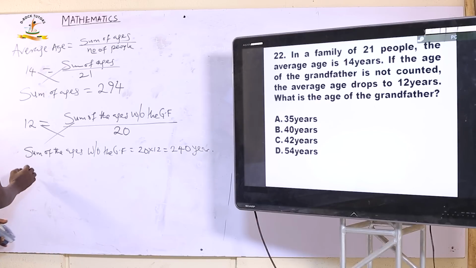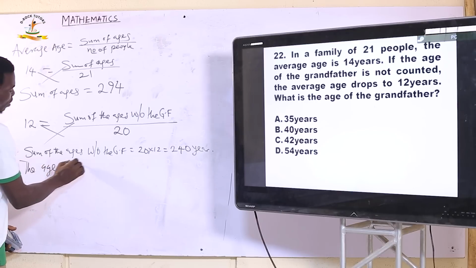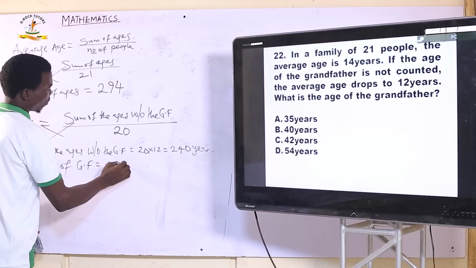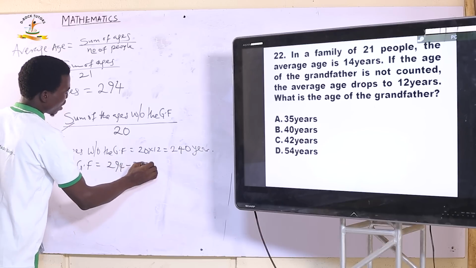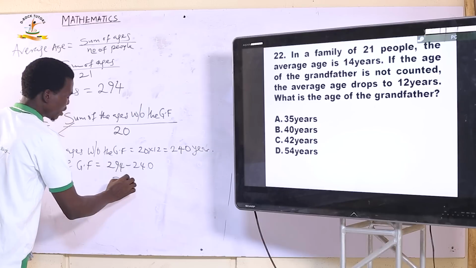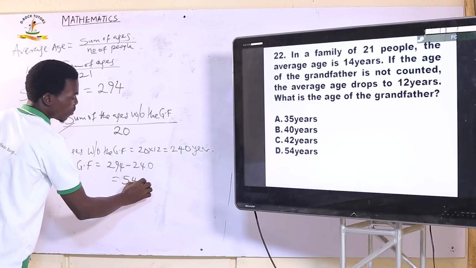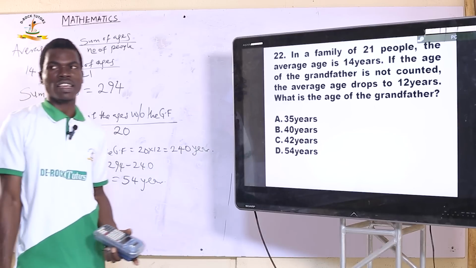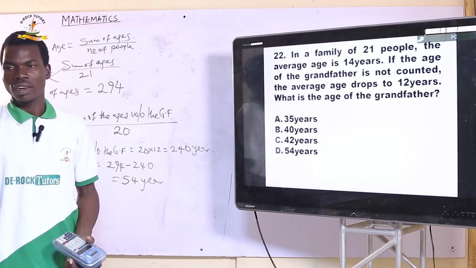So the age of the grandfather is going to be 294 minus 240, and this is simply going to be 54 years. So the grandfather was 54 years. So the correct option here is option D. Next question.